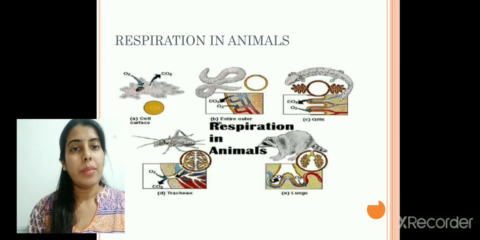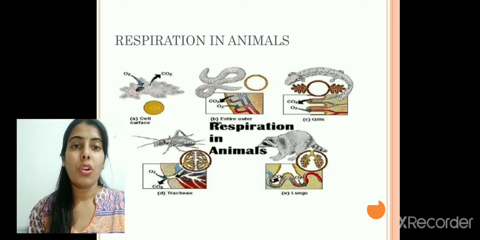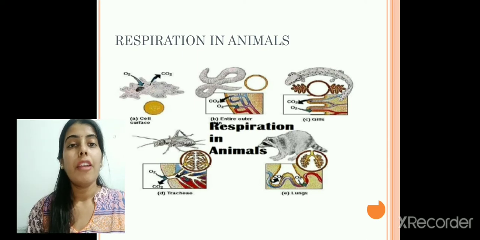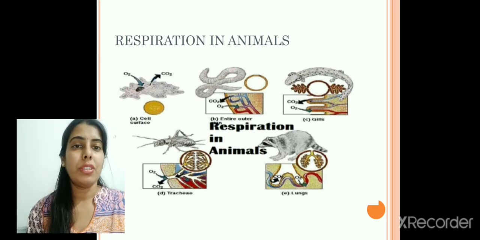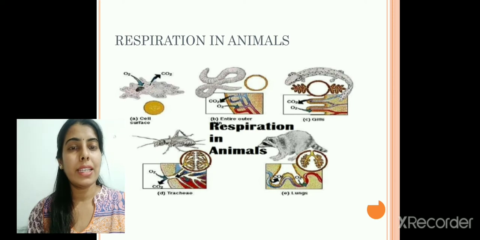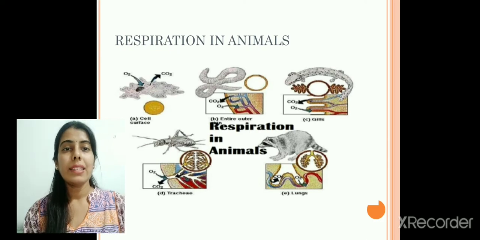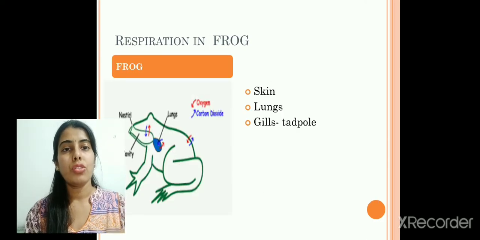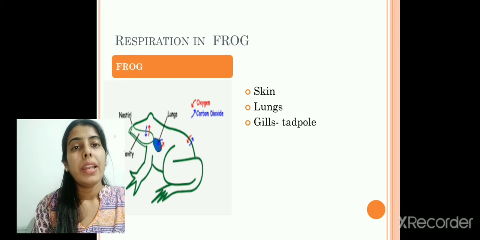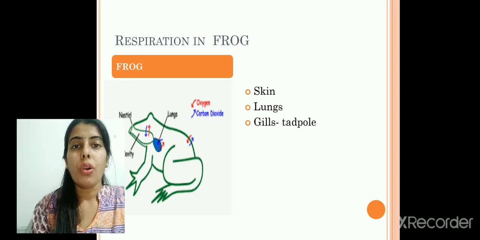Now in higher animals, like if I talk about human beings, we have the respiratory organs in the form of lungs. We have a well developed respiratory system that we will be discussing in detail in the next session. But other animals also have lungs to do their gaseous exchange to help in the process of respiration.